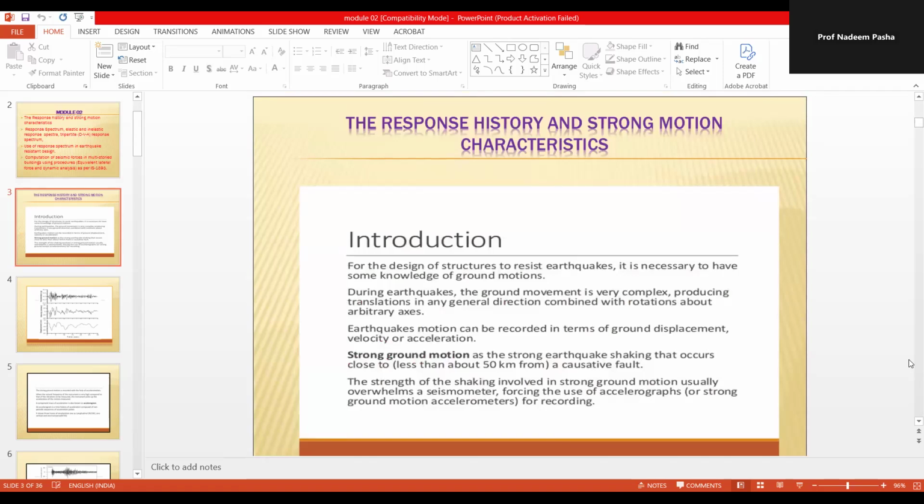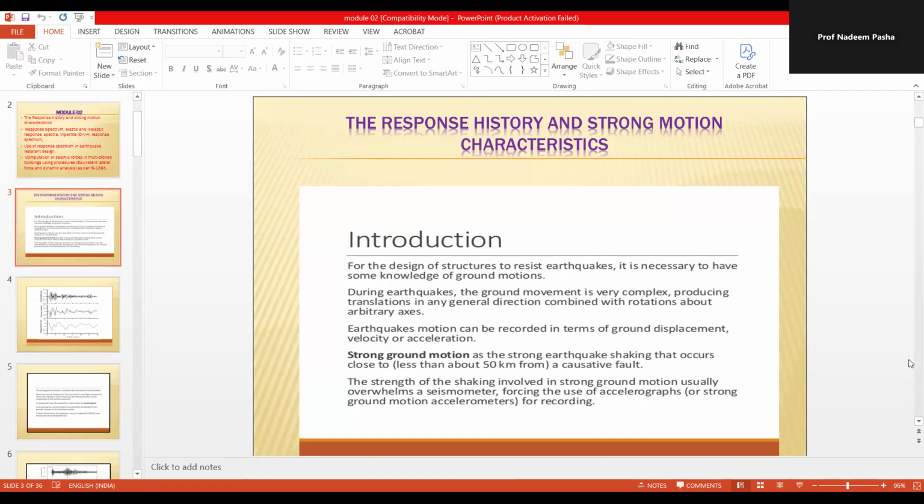For the design of structures to resist earthquakes, it is necessary to have some knowledge of ground motion. Normally, we think an earthquake occurs suddenly, so we cannot prevent it. Yes, we cannot prevent it, but we can reduce the damage caused by it by having some earlier study about it, by studying the history behind it.